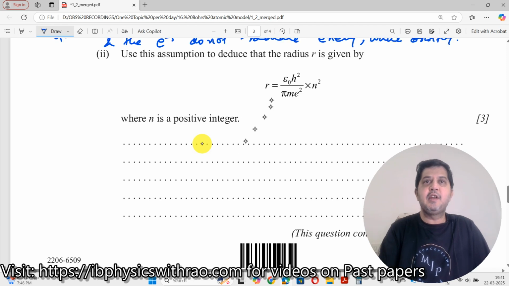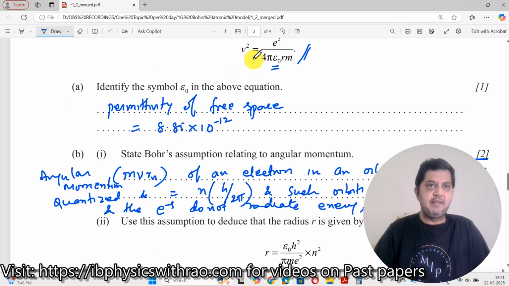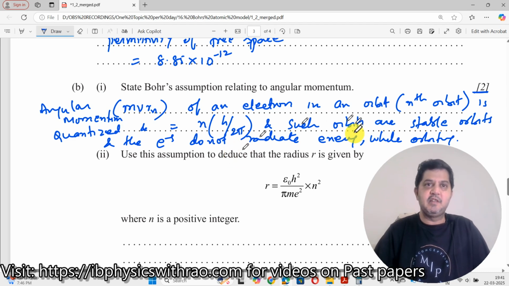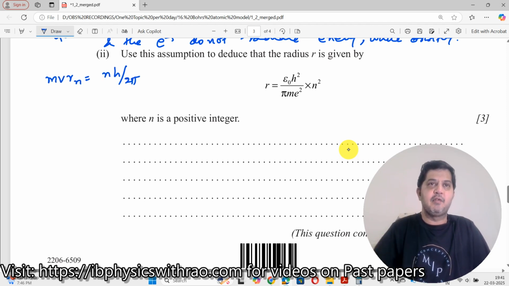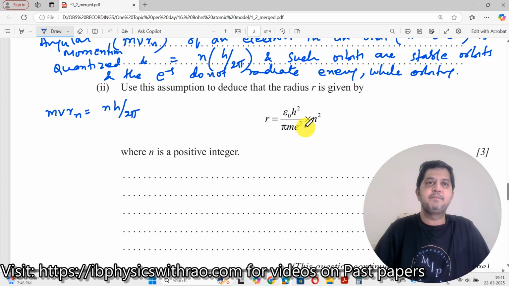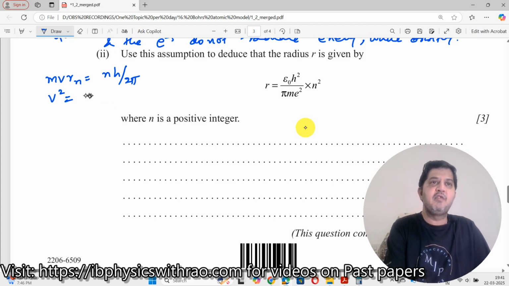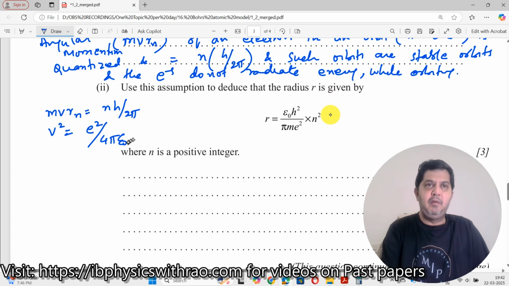Using this assumption, deduce that the radius r is given by so much, wherein n is a positive integer. You need to use this equation and this equation to deduce it. I can write it down. You need to use mvr_n is equal to nh by 2 pi. This is the first thing you are going to use. You are also going to use v square equal to e square divided by 4 pi epsilon naught r_n. I'll write down that also.